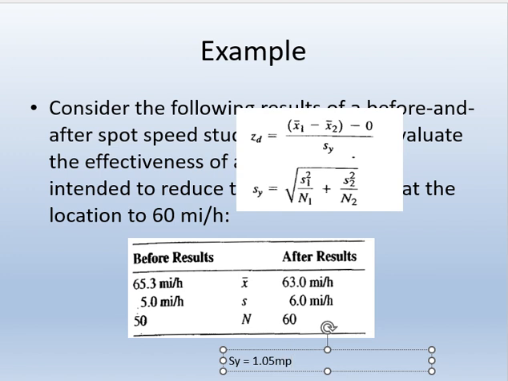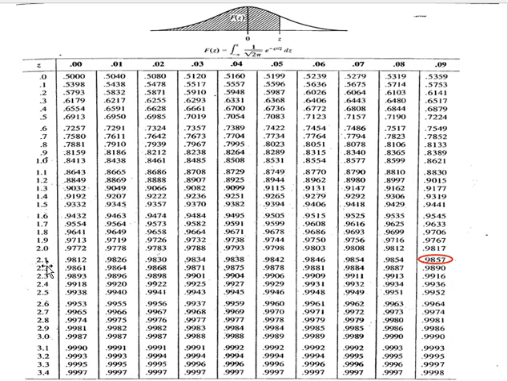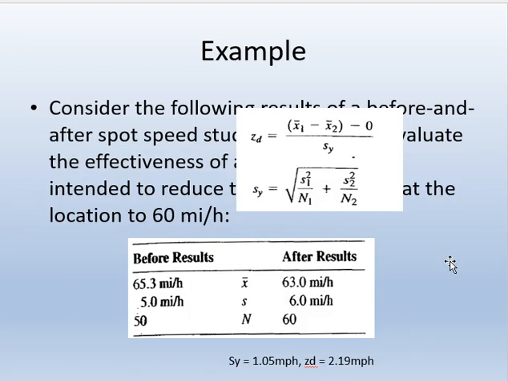Then I put this SY with the mean values for the Z value. This is x1 bar, this is x2 bar, and this is my SY. Now I'll calculate Z from here, and my Z value, just for the sake of it, is 2.19 miles per hour. Now I'll go to the table and find out if it is significant or not. 2.1 is here, and 0.09 is the last column. So my probability is 0.98, which is more than 0.95, so this means the change is significant. We have a significant change.